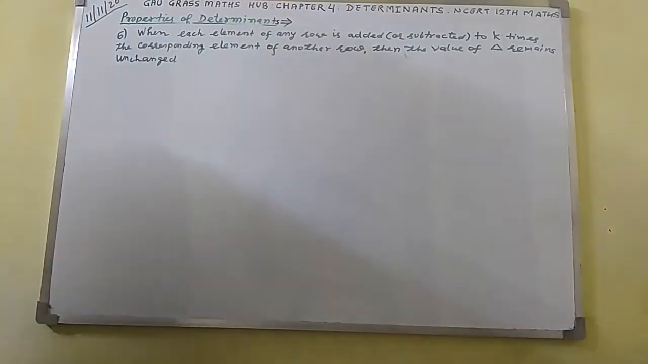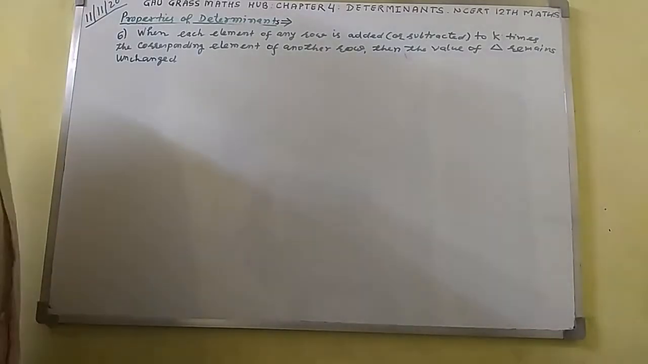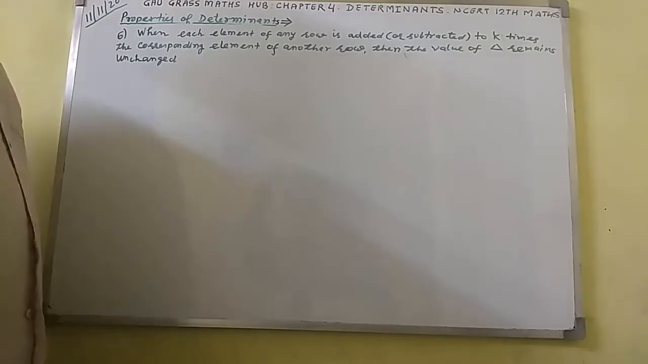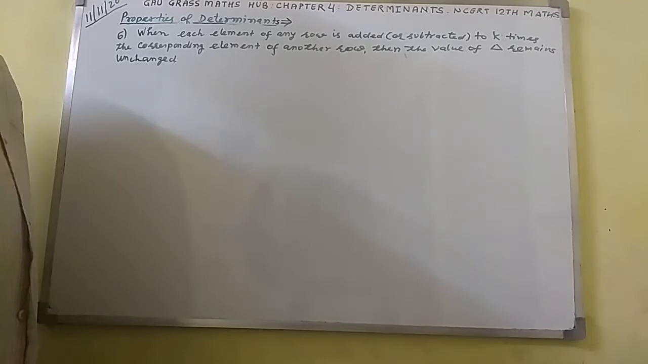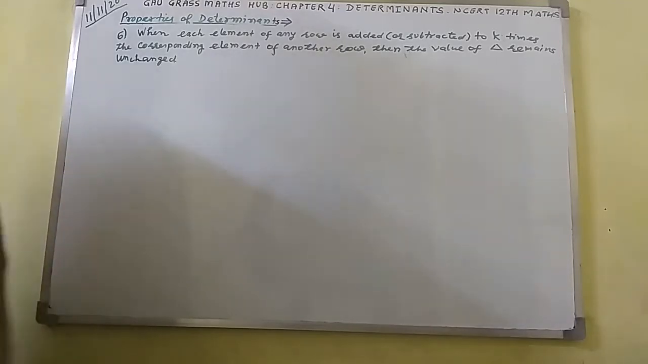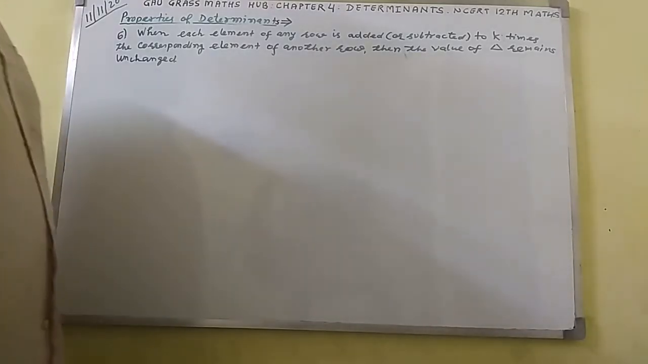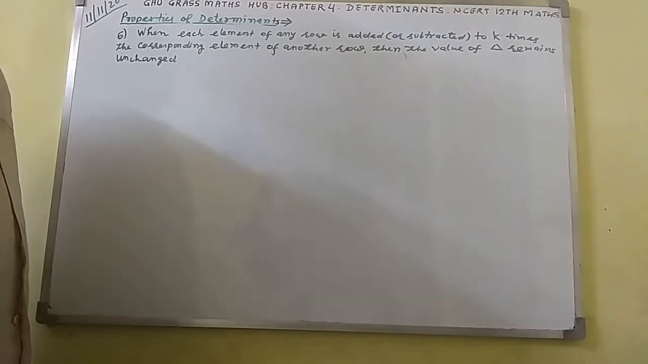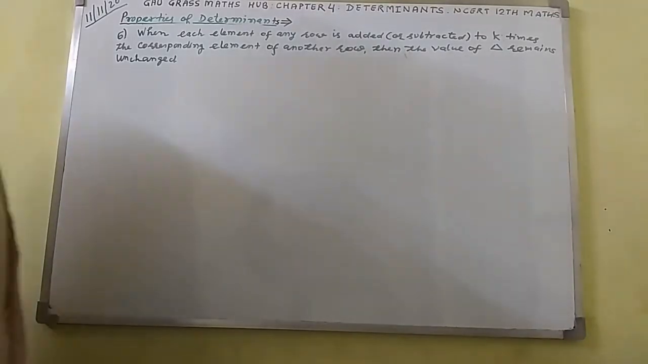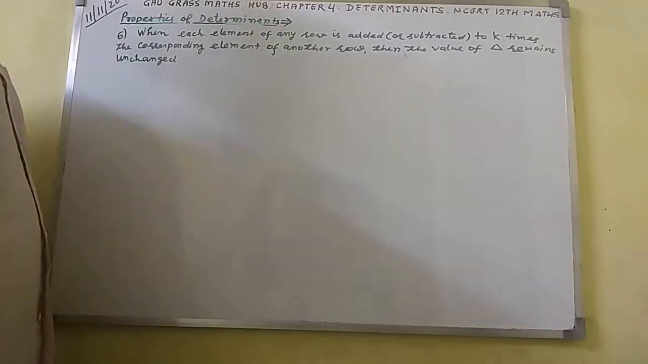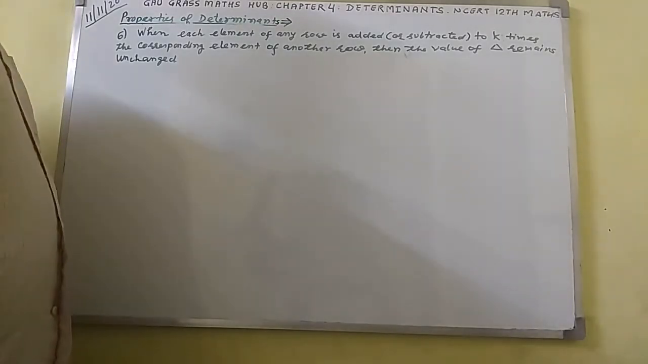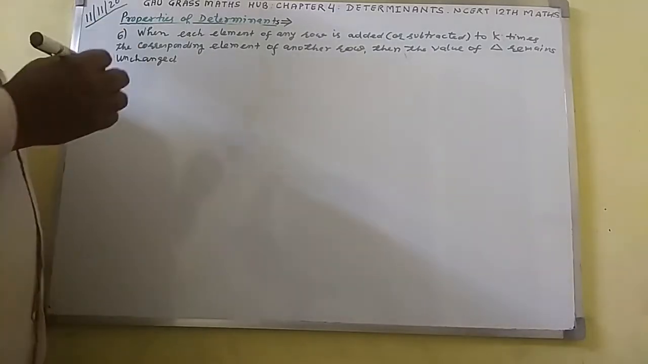This is the property I have written here. Property number 6. When each element of any row is added or subtracted to k times the corresponding element of another row, then the value of determinant remains unchanged. This statement can be represented with a notation.